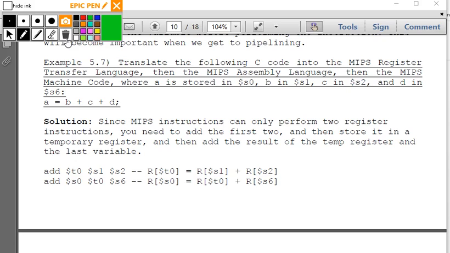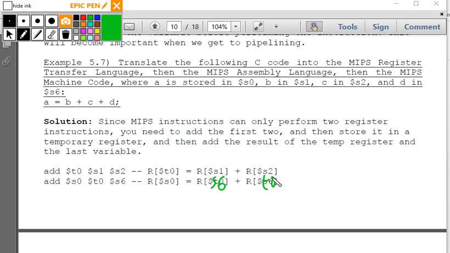Question: why is this wrong? Common student mistake. Why is that wrong? S6 plus T0. So I put them backwards. It's not in the correct order. Correct. Order of operations is extremely important. You must do it the way the coder has told you.